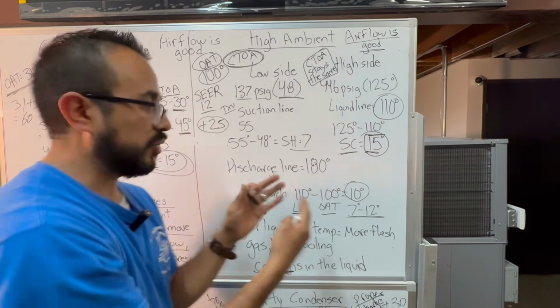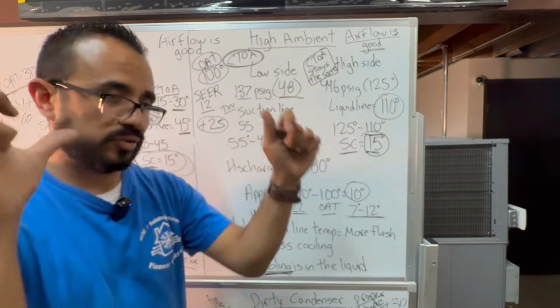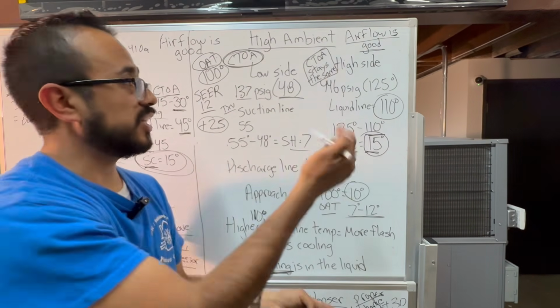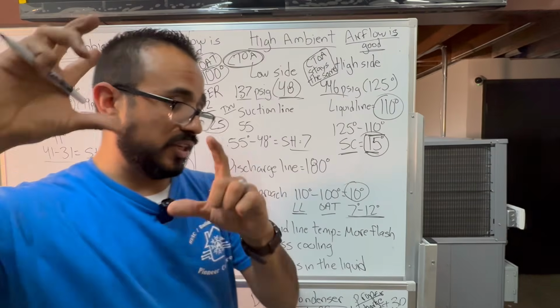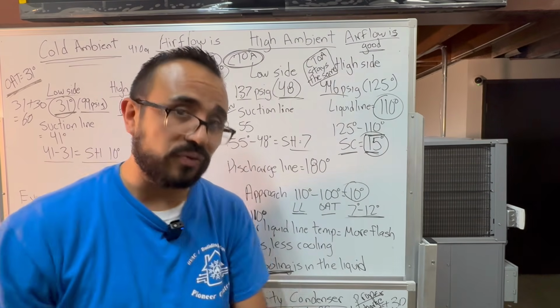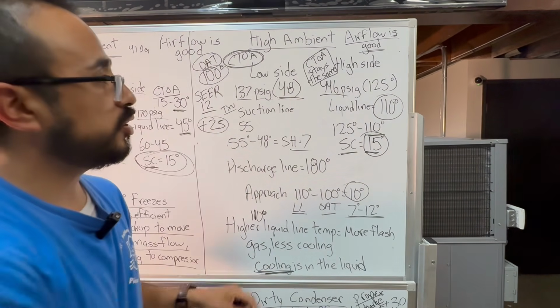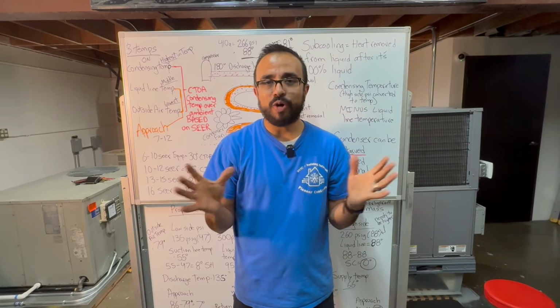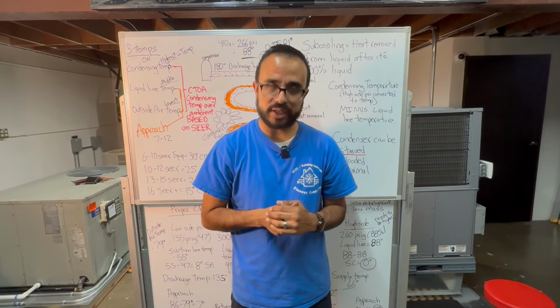But keep in mind, this one is slower velocity, going from the high side to the low side. This one is high velocity. My high head pressure definitely is going to push that refrigerant through. You're going to have good velocity, but you lose efficiency because of the high liquid line temperature. I hope you have a better understanding of what subcooling is.